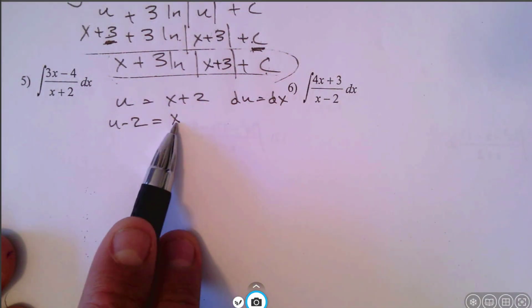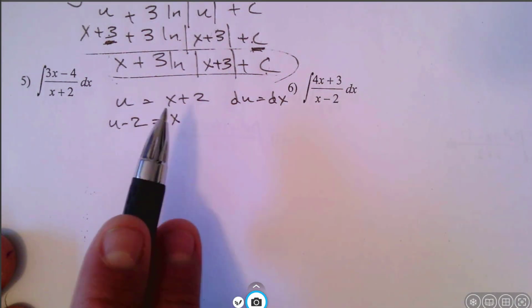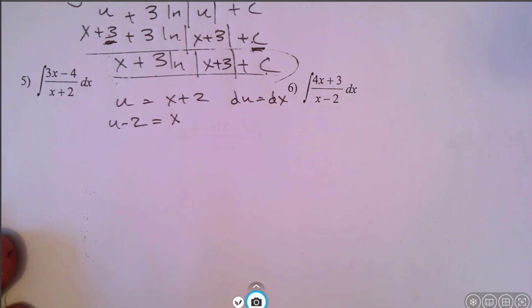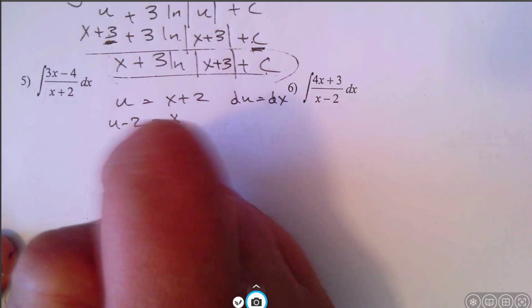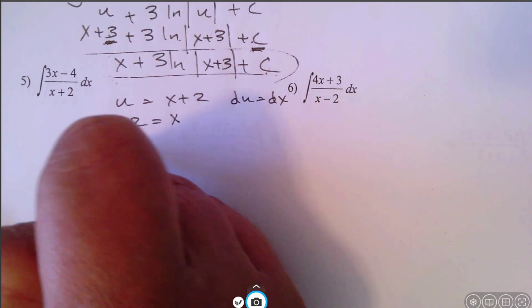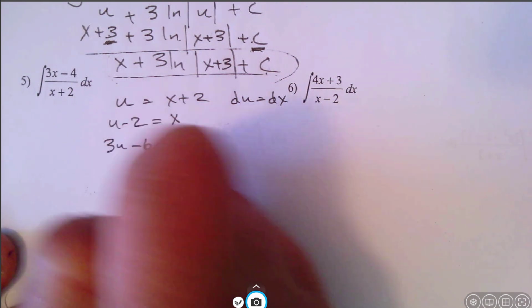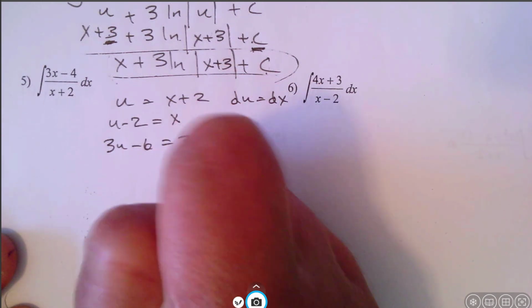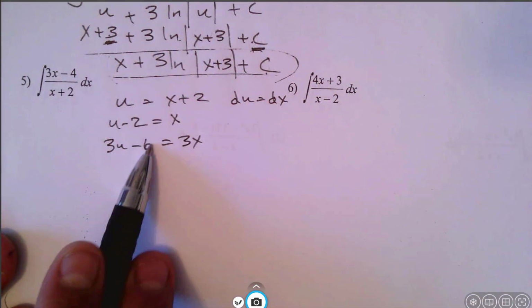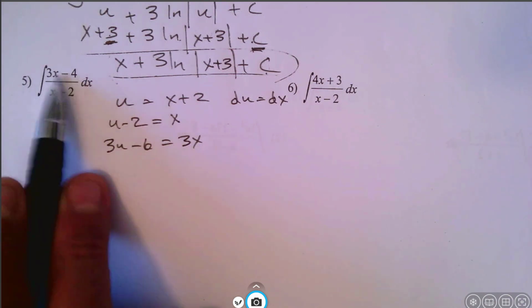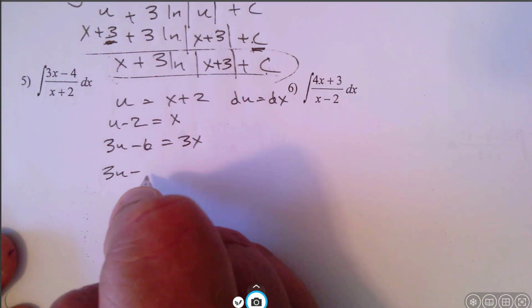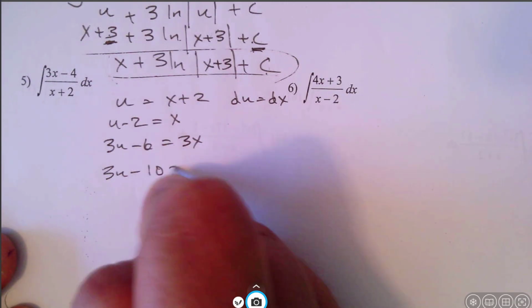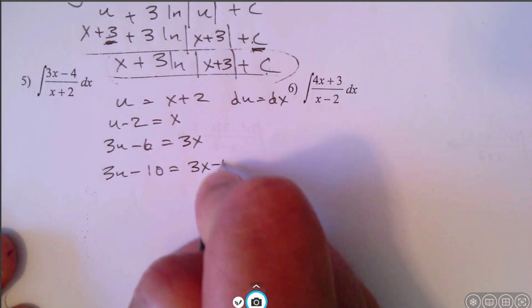And now we want to write this as 3x minus 4. So we have to multiply both sides by 3. I'll do this in a couple steps. Eventually you'll be able to do this maybe in your head. So multiply both sides by 3. You're going to have 3u minus 6 is equal to 3x. And then we need to take 4 away from both sides so that we get this to match up. So take 4 away. That's going to give us 3u minus 10 is equal to 3x minus 4.